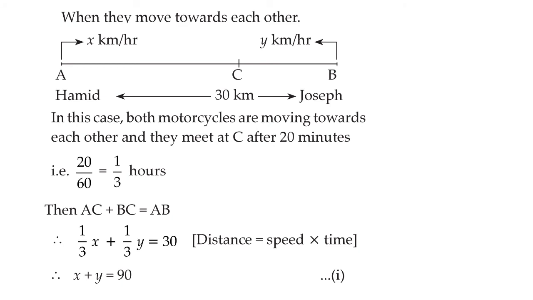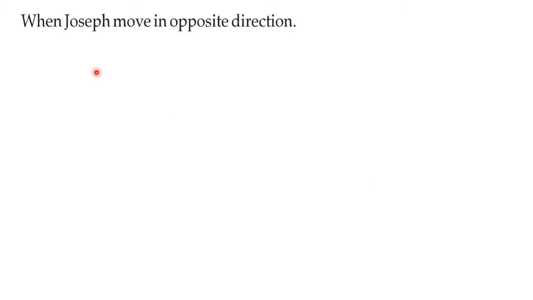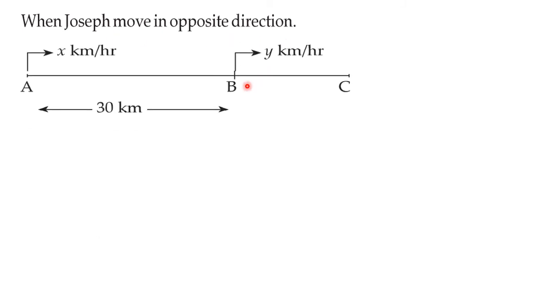Now let us go towards the second condition here, when Joseph moved in the opposite direction. Okay, so again the diagram is drawn. In the previous case, see, Hamid is at A and Joseph is at B. In the previous condition, they were traveling towards each other. But now the direction is opposite. Hamid is traveling in the same direction, but Joseph is traveling in the opposite direction now. See here. Joseph is not traveling towards Hamid. Instead, he is going away from Hamid. Okay. But still, they are meeting at C.